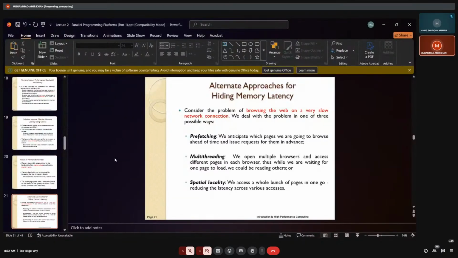Number two, multi-threading. We open multiple browsers and access different pages in each browser. Thus, while waiting for one page to load, we could be reading others.